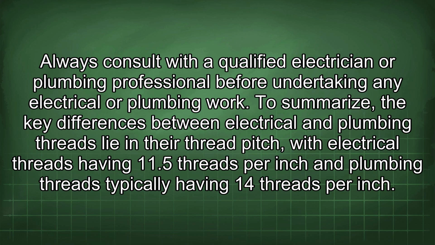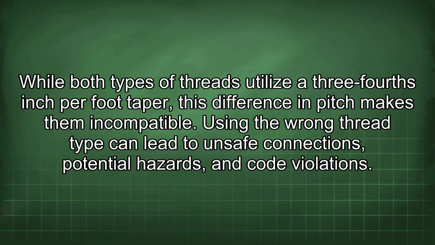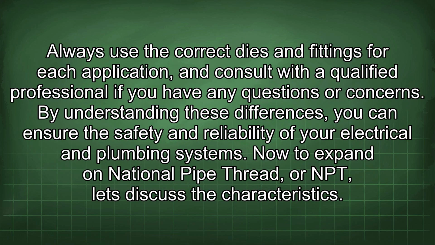To summarize, the key differences between electrical and plumbing threads lie in their thread pitch, with electrical threads having 11.5 threads per inch and plumbing threads typically having 14 threads per inch. While both types of threads utilize a 3/4 inch per foot taper, this difference in pitch makes them incompatible. Using the wrong thread type can lead to unsafe connections, potential hazards, and code violations. Always use the correct dies and fittings for each application and consult with a qualified professional if you have any questions or concerns. By understanding these differences, you can ensure the safety and reliability of your electrical and plumbing system.